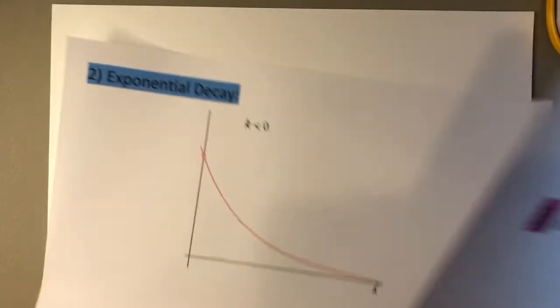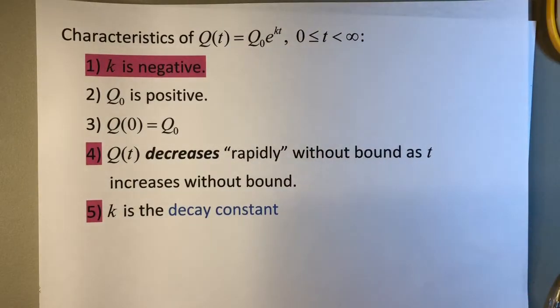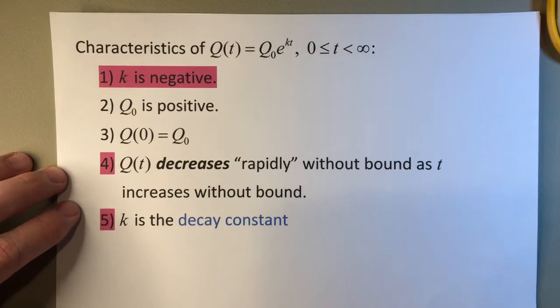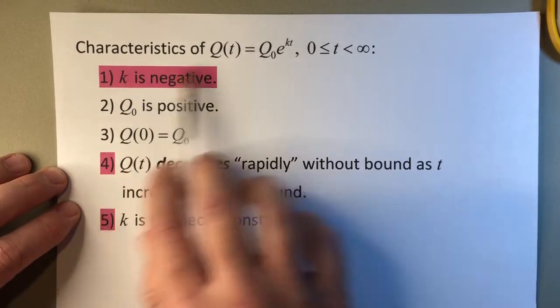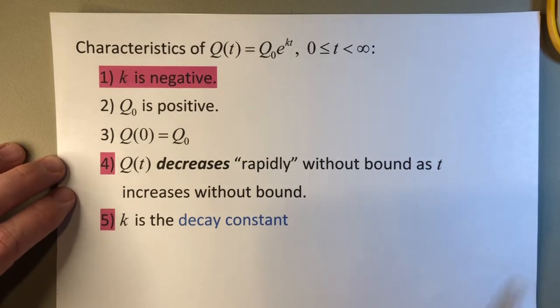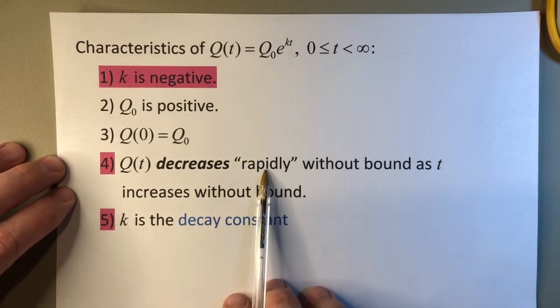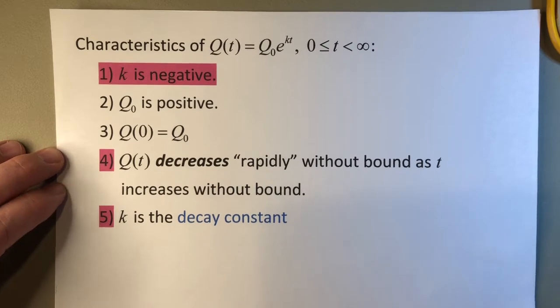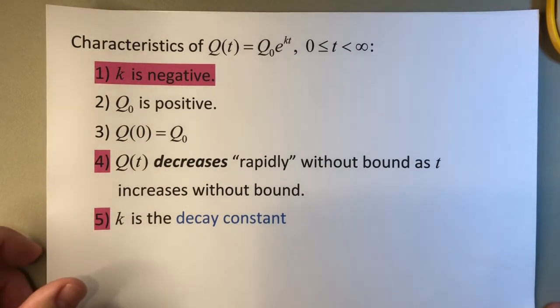Some characteristics of this, and I highlighted the differences here as compared to exponential growth. So in this case, your k value will be negative, okay? So you can have a negative in the exponent position. That'll create the rapid decrease in the graph of the function. And k is now called the decay constant. All right, let's take a look at an example.